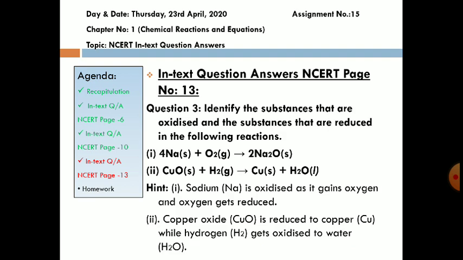Coming to the third question, identify the substances that are oxidized and the substances that are reduced in the following reaction. The reaction is 4Na plus O2 gives 2Na2O. Na is sodium, O2 is oxygen, Na2O is sodium oxide. Second is CuO plus H2 gives Cu plus H2O. CuO is copper oxide plus H2 hydrogen gas gives Cu copper plus H2O water.